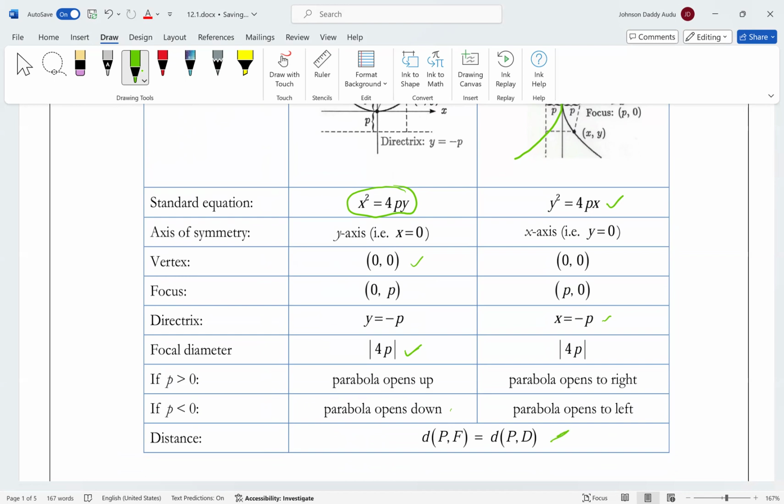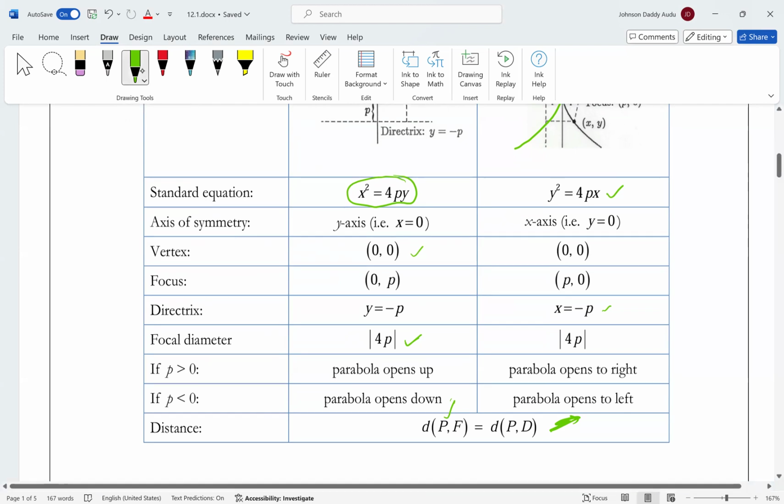And we discussed this already. This is true for any point. If you have a point on the parabola, the distance between that point and the focus F is always the same as the distance between that point and D, which is the directrix.